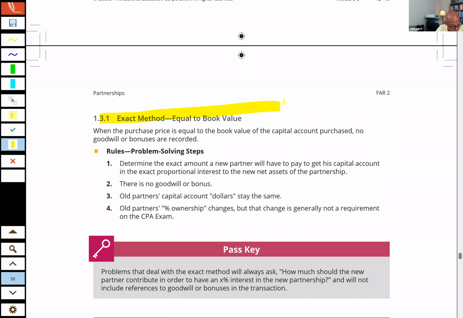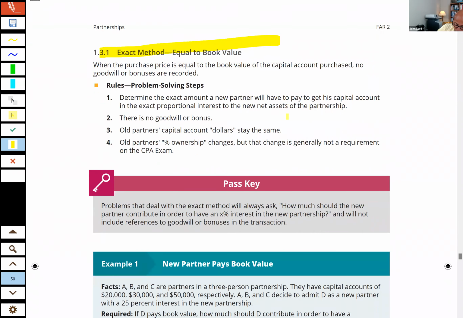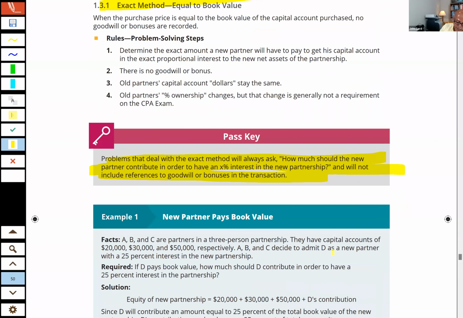Finally, they gave us a pass key that I think is worthwhile. The problem will ask you, how much should the new partner contribute? They're not going to say don't use goodwill, don't use bonus, or use the exact method. They are simply going to ask you how much the new partner has to contribute to get an X percent interest, okay? And they're not even going to mention goodwill or bonus. So when you see that, flashcard that, that means you're using the exact method, okay?